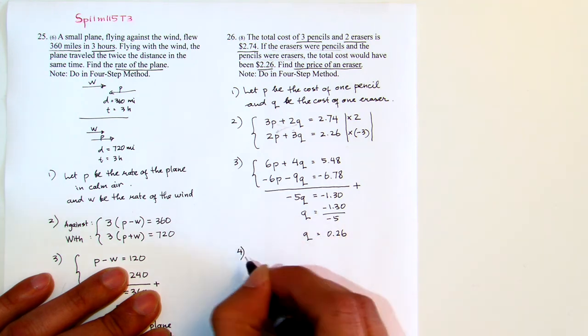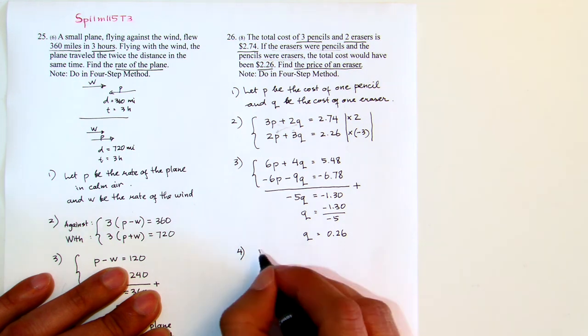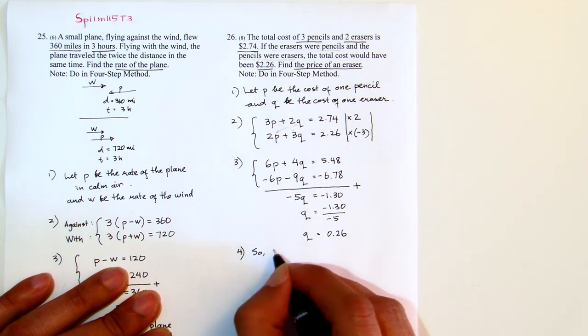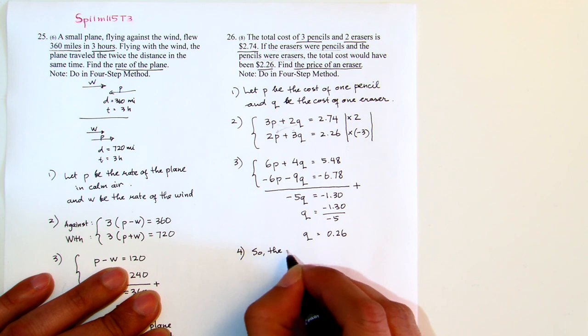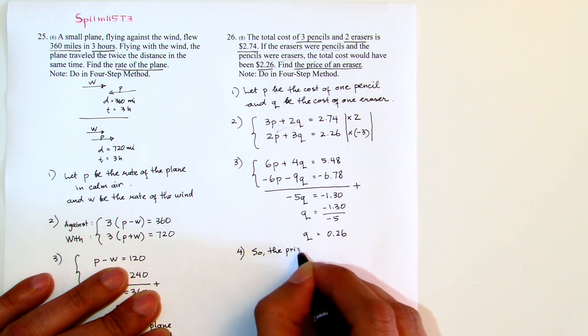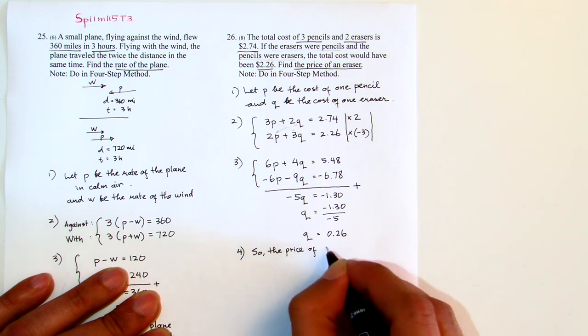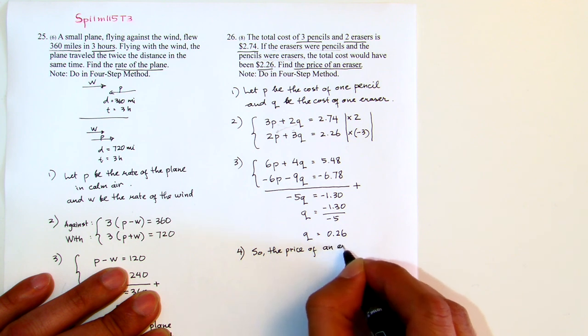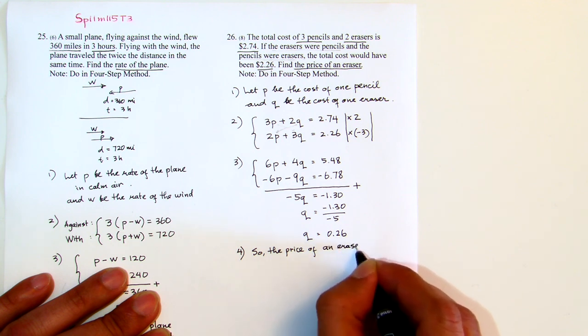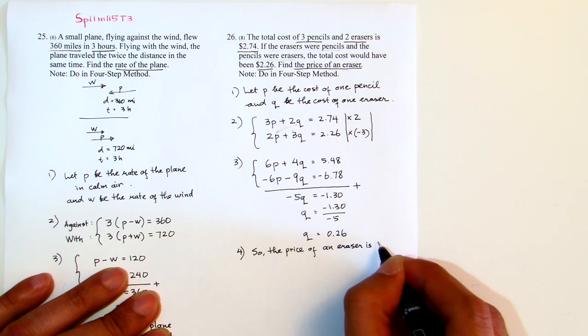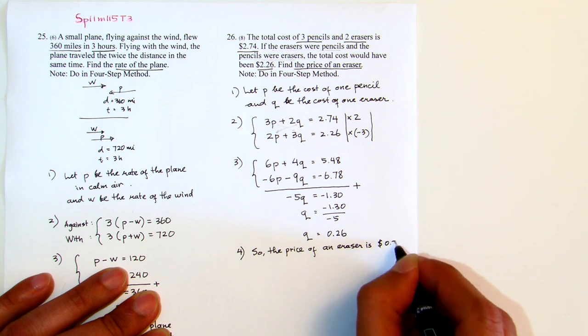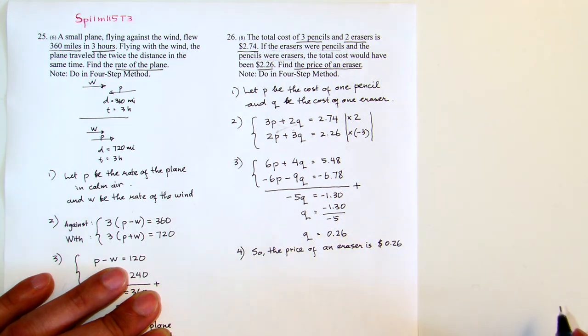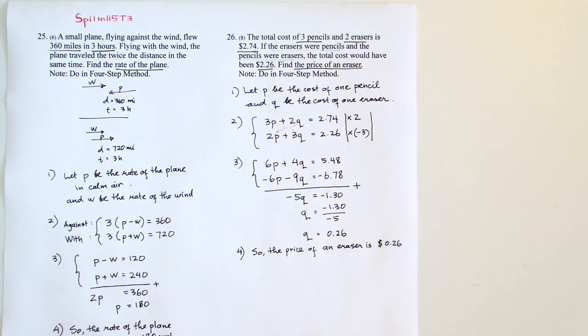Last thing we need to do is to summarize that. So the cost or the price of an eraser is $0.26. Okay, that's for this number 26.